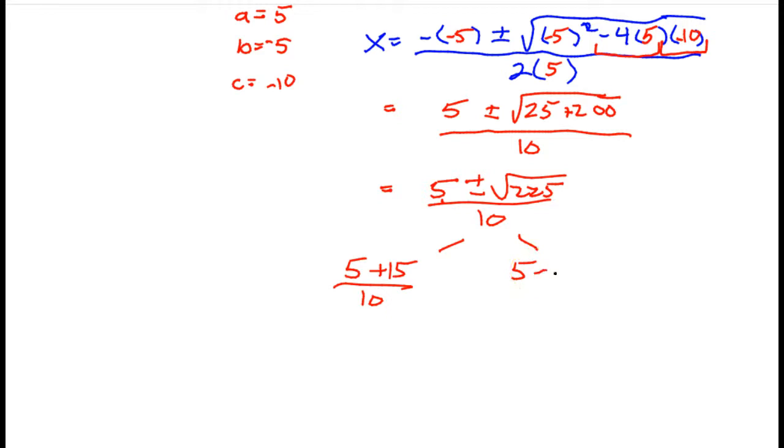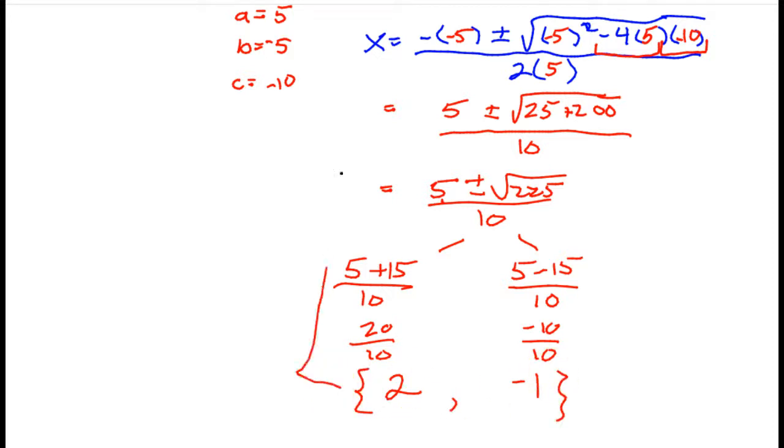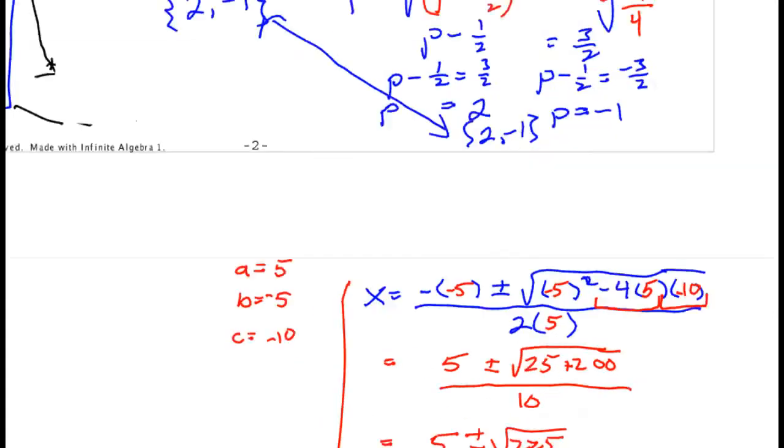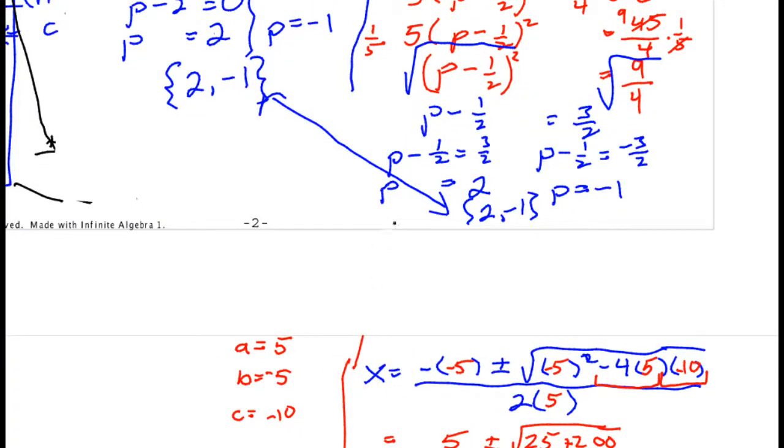And we have 5 minus 15 all over 10. So that's 20 over 10, which equals 2, and negative 10 over 10, which is negative 1. And once again, this answer, negative 2 and 1, matches what we got here and here.